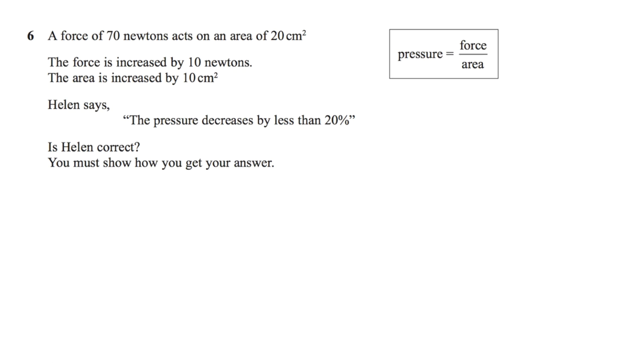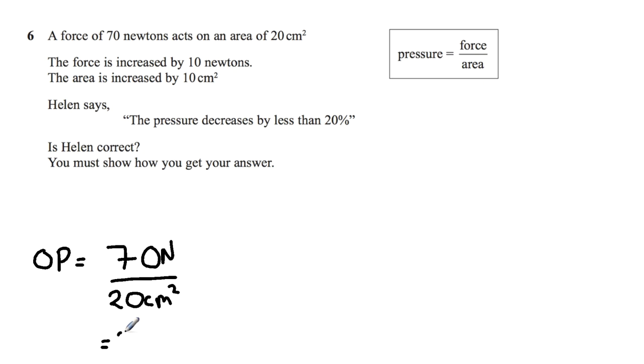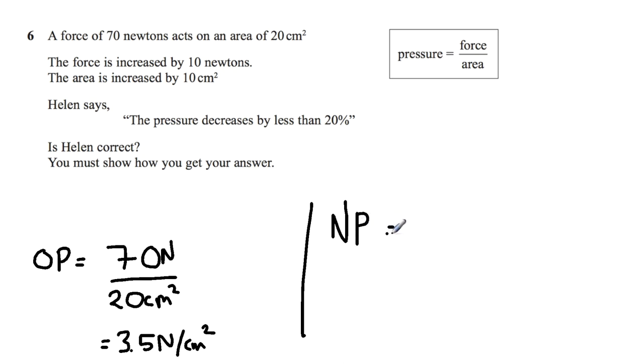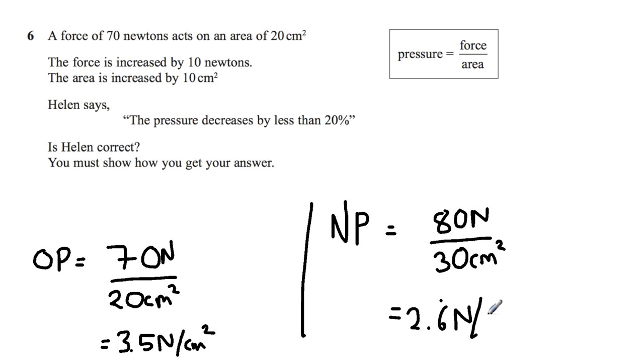So the first thing I'm going to do is find the original pressure. So O, which stands for the original pressure, is equal to 70 newtons divided by 20 centimeters squared. So the original pressure is 3.5 newtons per centimeter squared. The new pressure, N, which stands for new pressure, is equal to 80 newtons divided by 30 centimeters squared, which equals 2.6 recurring newtons per centimeter squared.